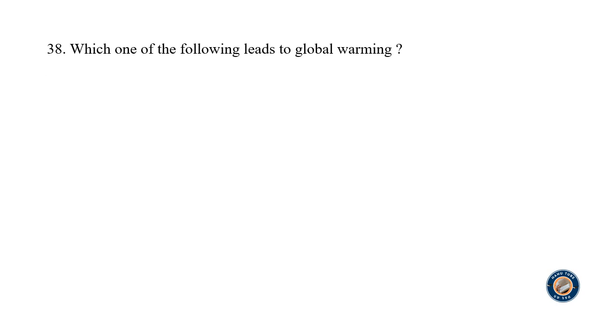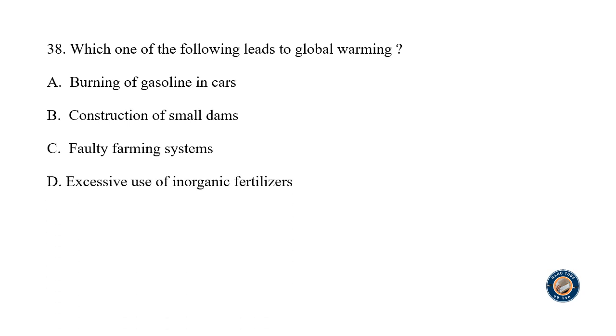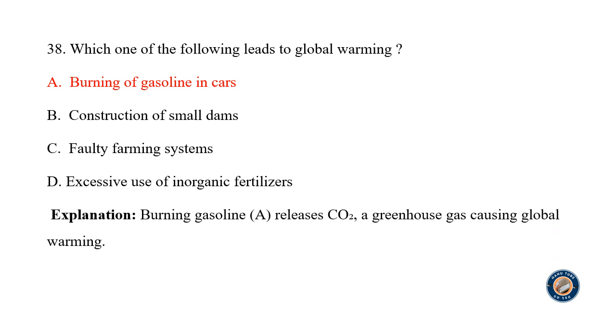Question number 38. Which one of the following leads to global warming? A. Burning of gasoline in cars. B. Construction of small dams. C. Faulty farming system. D. Excessive use of inorganic fertilizers. The answer is burning of gasoline in cars. Burning gasoline releases carbon dioxide, a greenhouse gas causing global warming.